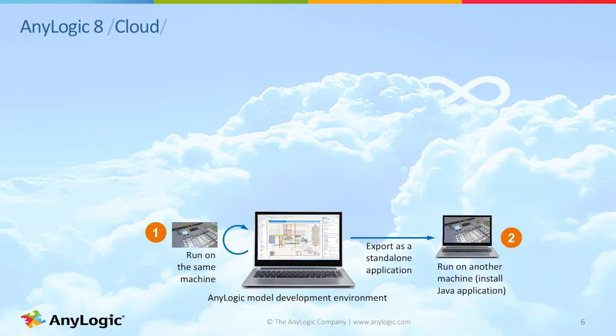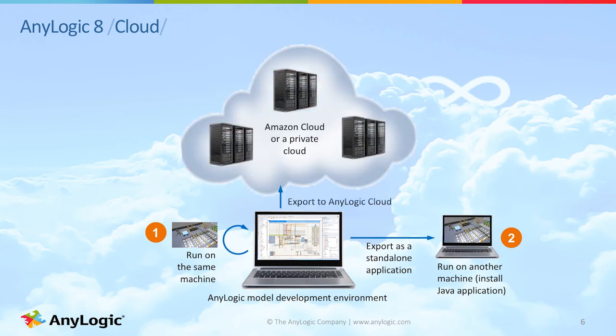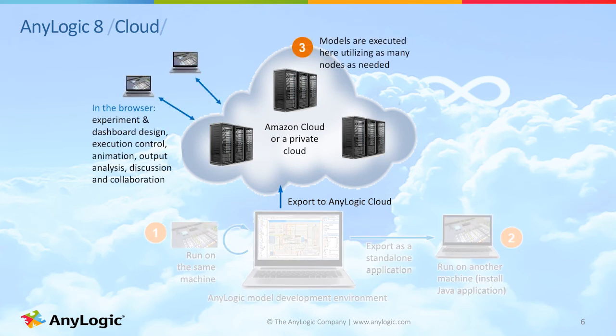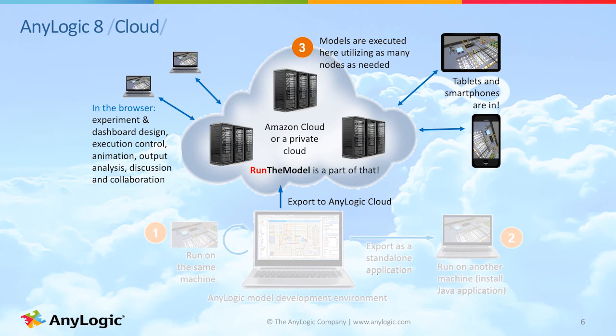Run locally, and still you're able to export it as a Java application. That all remains untouched, but we're adding just one thing. You can export an AnyLogic model to the cloud. In our case, the default is the Amazon cloud, but we will also support deployment or uploading to the private cloud.